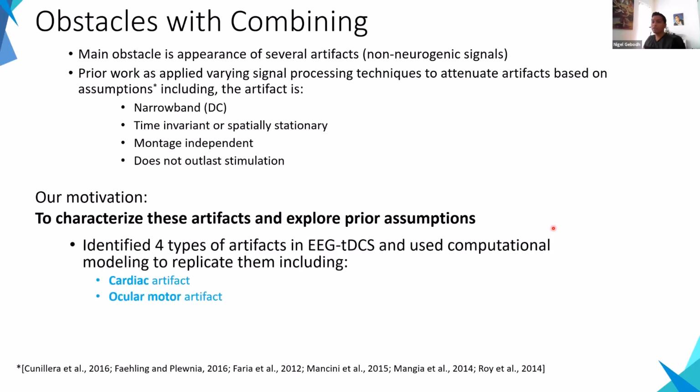And in doing so, we identified 4 types of artifacts in EEG and TDCS. And we also use computational modeling to replicate them. And these artifacts that we're going to be talking about include the cardiac, oculomotor, myogenic, and device on-off artifact. And we broke these up into inherent and non-inherent artifacts. And when we say inherent, we mean artifacts that are an integral part of physiology, and so they're always there. And non-inherent are artifacts that are non-integral to physiology, and they can be easily avoided with proper experimental design.